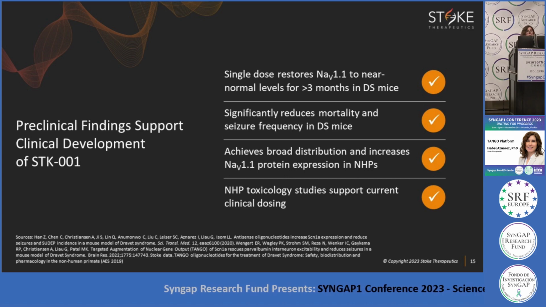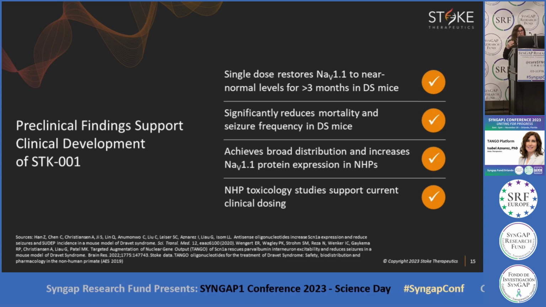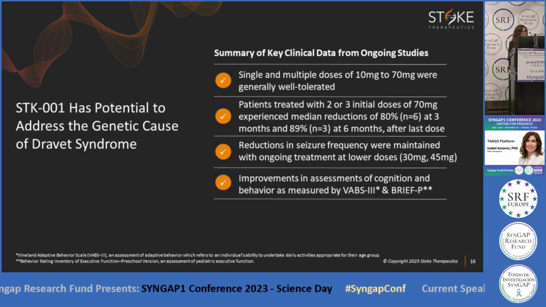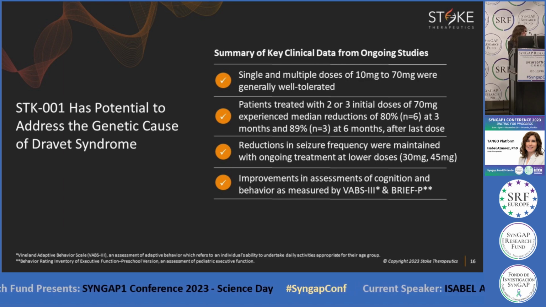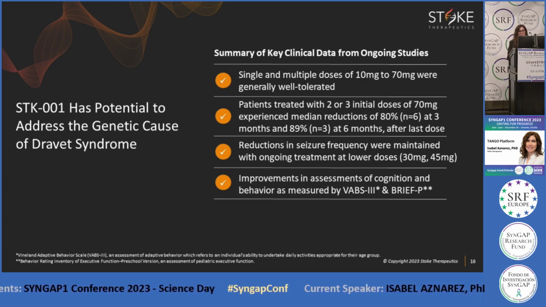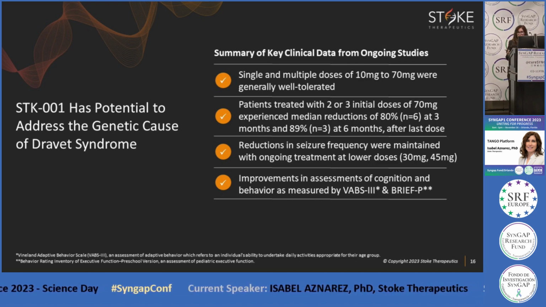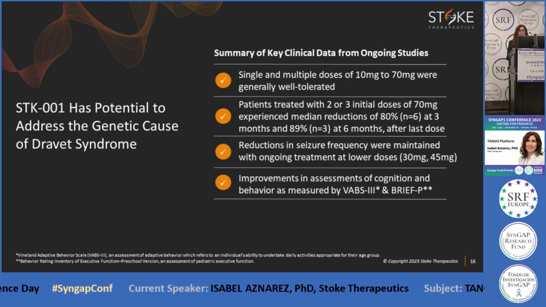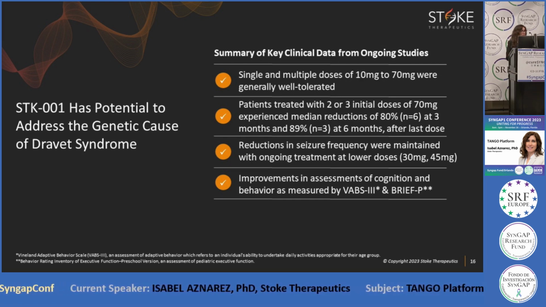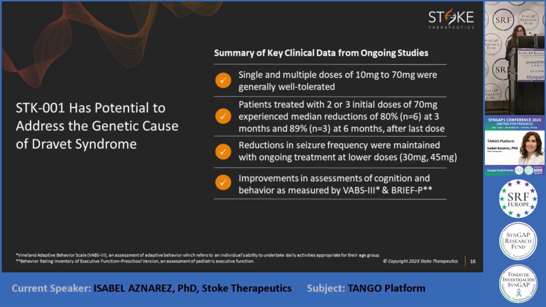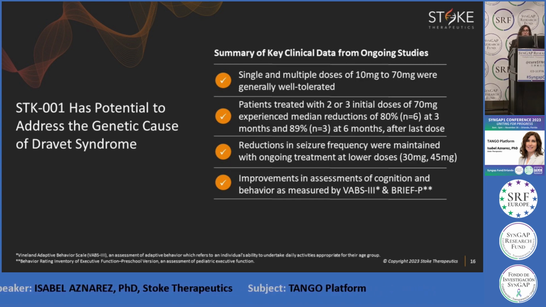Now, just a quick summary of what we're seeing in the clinical trials. We have 2 trials, one in the US and one in the UK. And now, in addition, the open label extension arms of both trials. We have dosed patients between 10 milligrams and 70 milligrams, single dose and multiple doses, and they all seem to be generally well tolerated. Patients treated with 2 or 3 initial doses of 70 milligrams experience a significant reduction of 80% of seizure frequency at 3 months, and 89% at 6 months.